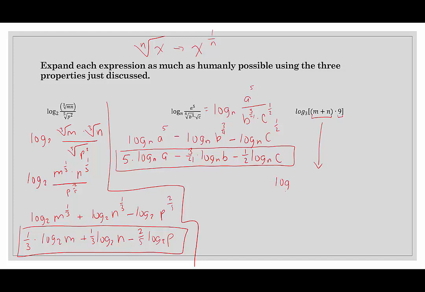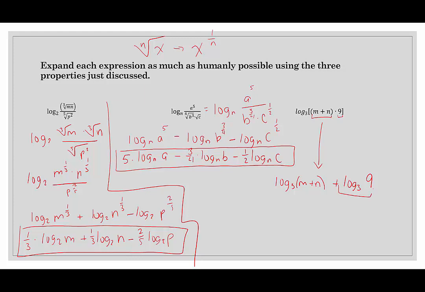We're going to get log base 3 of m plus n plus log base 3 of 9. And that looks like an h. I'm just going to fix that. Okay. And now there's no exponents, so we're good there.